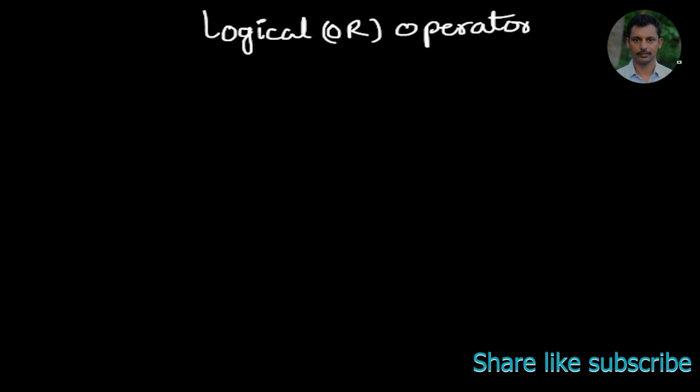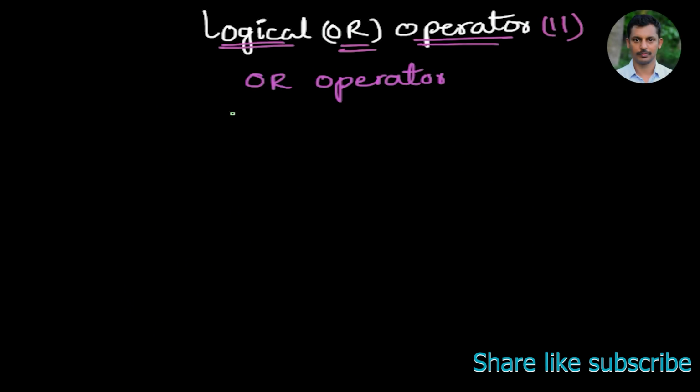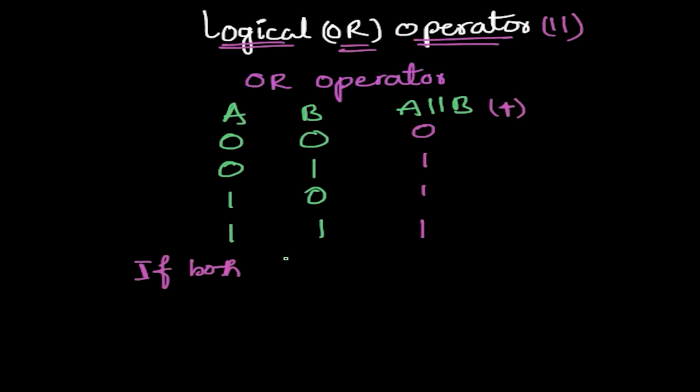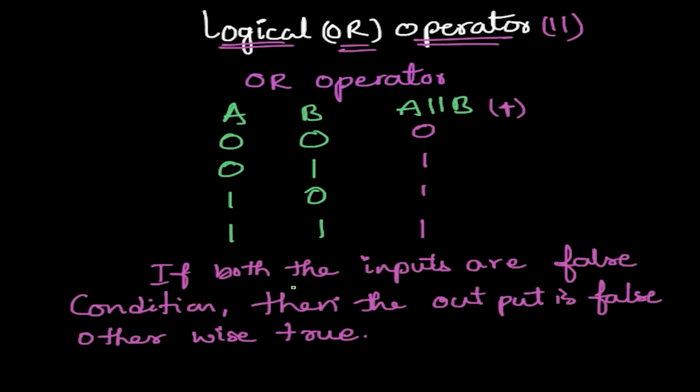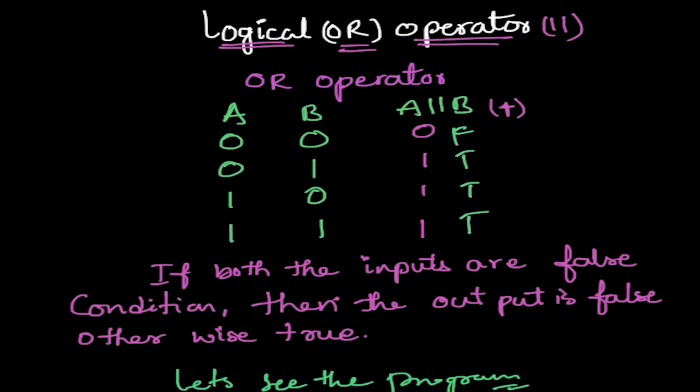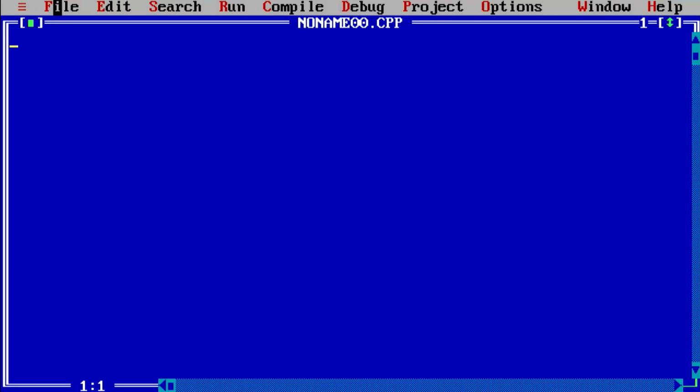OR operator. A, B, output. Let's see the theory. If both the inputs are false condition, then the output is false, otherwise true. Both the inputs are false condition, then the output is false. Here, otherwise true, remaining are true. True, true. So this is OR operator theory. Now let's see the program.